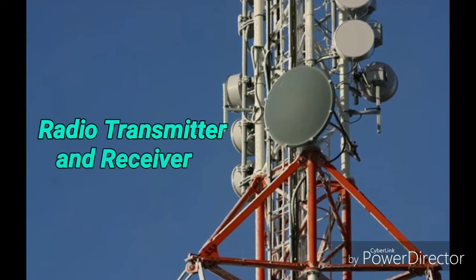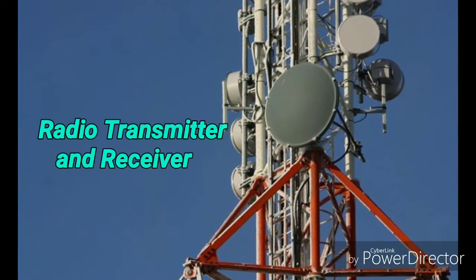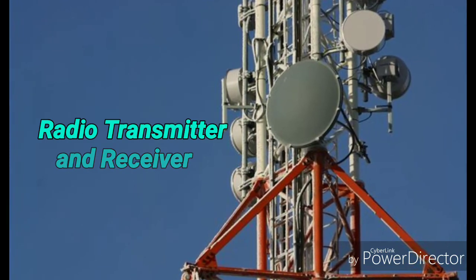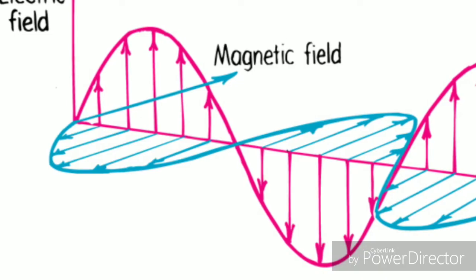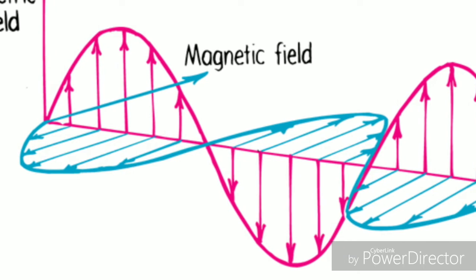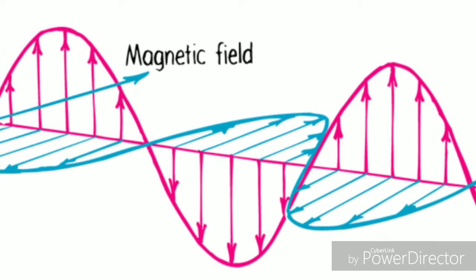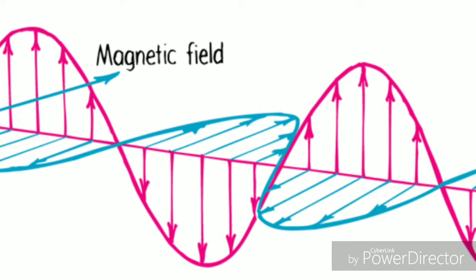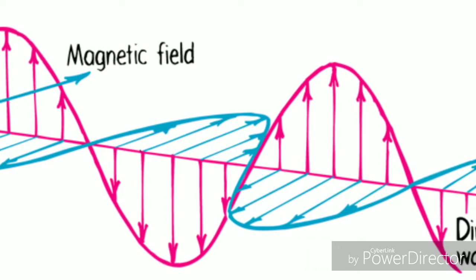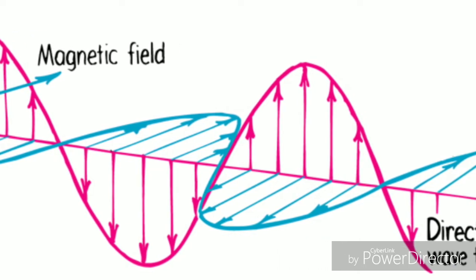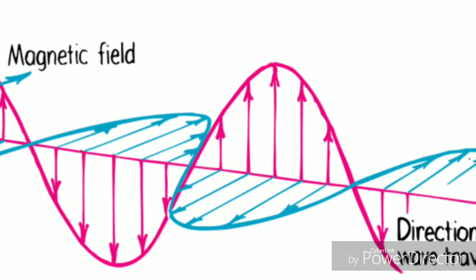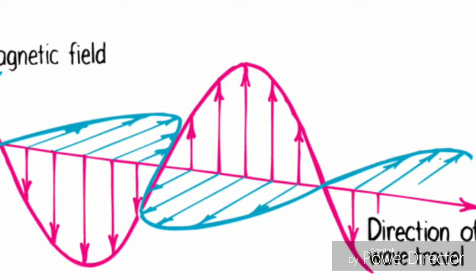Radio transmitter and receiver. In this video, we are going to talk about how radio waves are transmitted and received. What are radio waves? These are basically electromagnetic radiation, in which the magnetic field, the electric field, and the direction of propagation are mutually perpendicular to each other. In this electromagnetic radiation, the effect of the electric field is nullified by the effect of the magnetic field. As a result, the wave carries no charge.